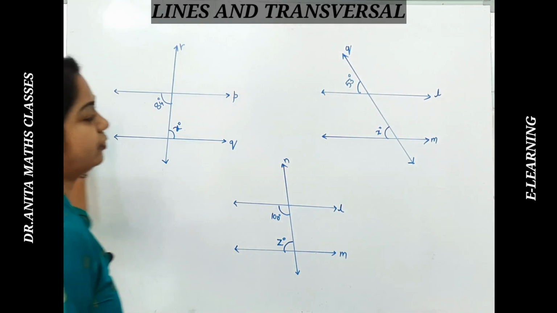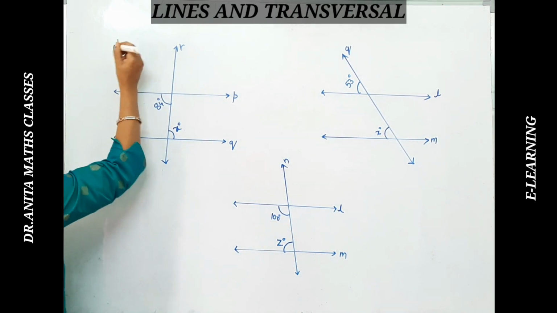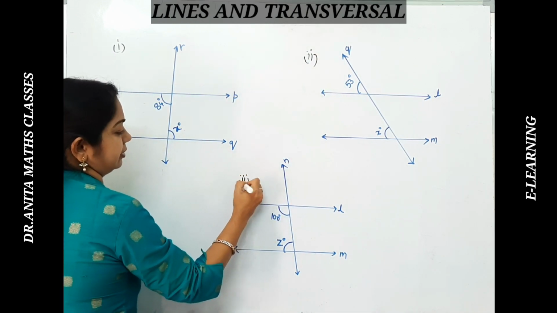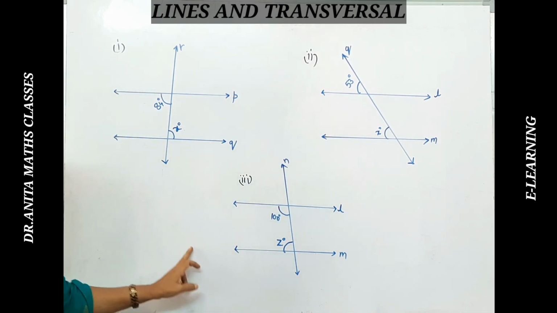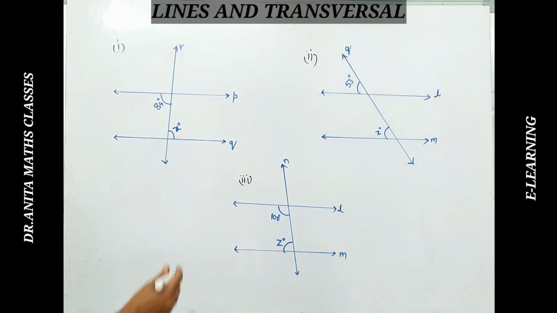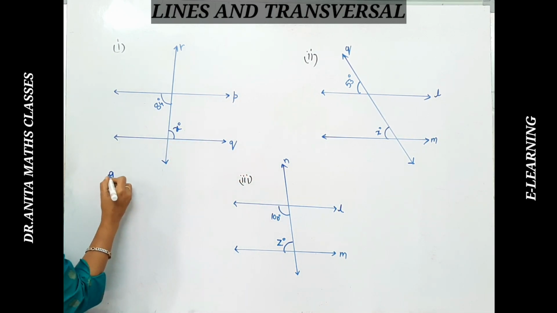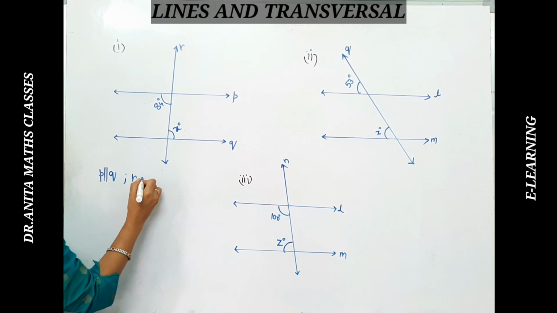Now I have noted three figures here on the board. If you see these three, the first one, the second one and the third one, all are pairs of parallel lines intersecting with a transversal. Here, in the first one, P and Q are parallel lines. P is parallel to Q, and given that R is a transversal.